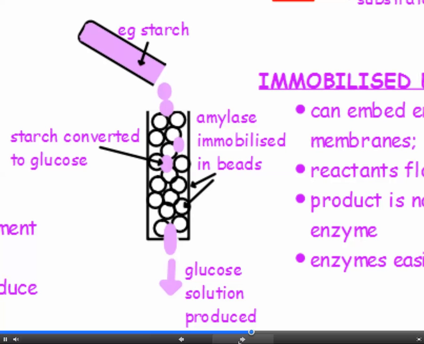So this shows an apparatus in which starch syrup is poured through a column of beads which have amylase enzyme immobilized in the beads. So the starch just flows over the beads, and as it does so it comes into contact with the amylase molecules, and so the starch is converted into glucose, and that means that glucose solution is what dribbles out at the bottom.